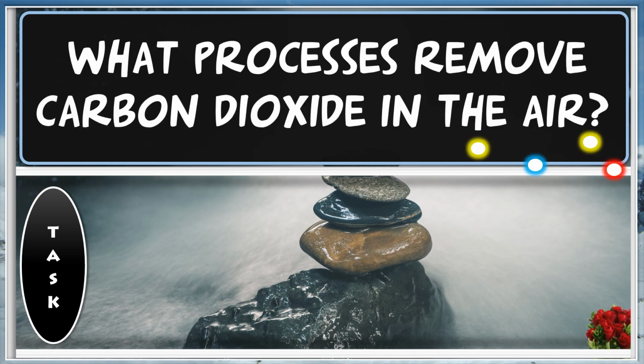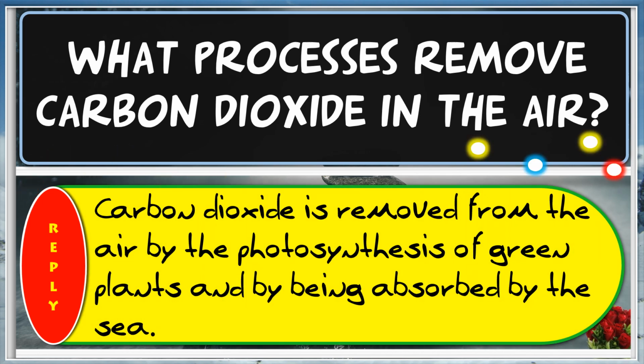What processes remove carbon dioxide in the air? Carbon dioxide is removed from the air by the photosynthesis of green plants and by being absorbed by the sea.